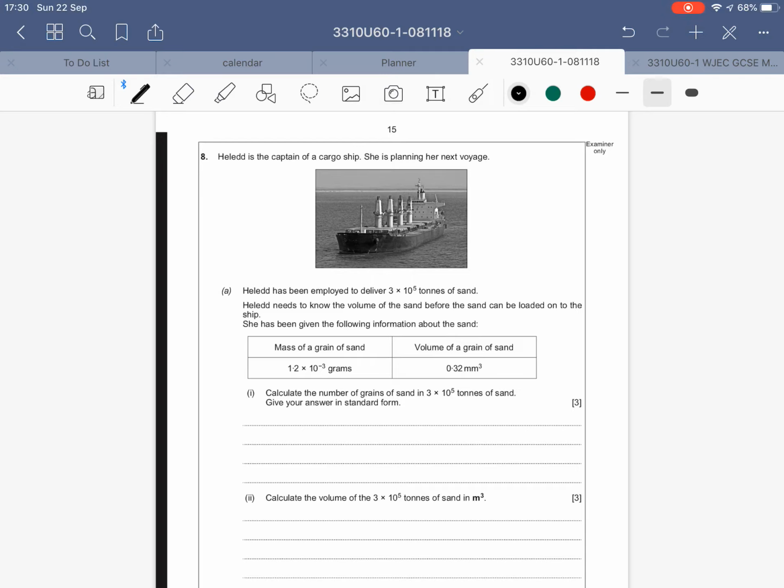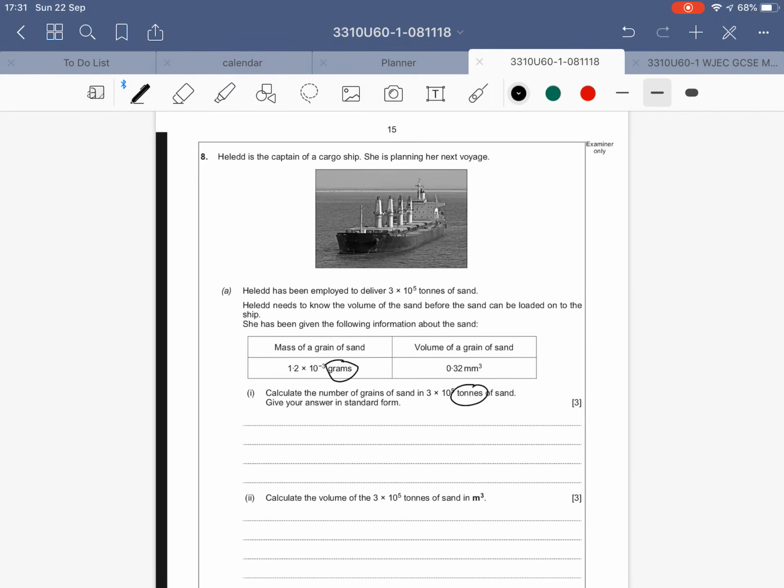So the mass of a grain of sand is 1.2 times 10 to the minus 3 grams. Okay, but we're in tons, we're going to have to convert, aren't we? Volume of a grain of sand is 0.32 millimetres cubed. First one, calculate the number of grains of sand in 3 times 10 to the power 5 tons of sand. Right, you've got grams here and tons here. You need to convert them to the same. I'm just going to put the grams into tons.